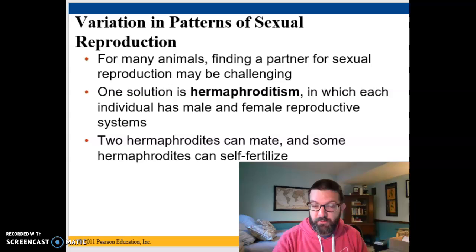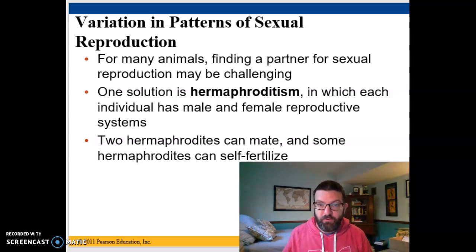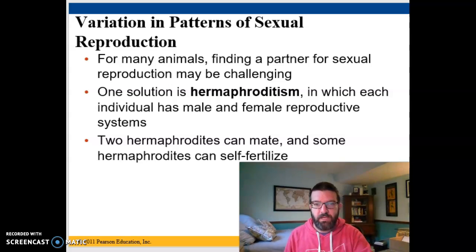Some organisms get around the difficulty of finding a mate, which is one of the troubles of sexual reproduction, by being a hermaphrodite. And this doubles the number of organisms of their own species that they can mate with, right? If you're male and female, you can create offspring with any of your conspecific individuals. Some hermaphrodites can even self-fertilize, although that's less common in animals, more common in plants.